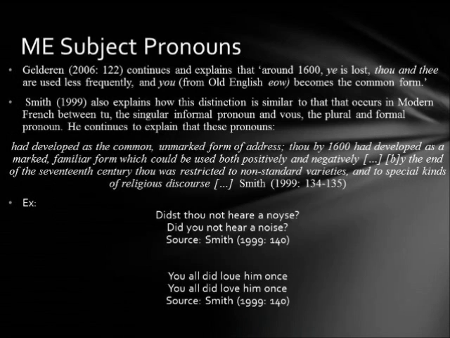So now, dealing with Middle English subject pronouns, Gelder in 2006, on page 122, continues and explains that around 1600, "ye" is lost, "thou" and "thee" are used less frequently, and "you," from Old English "eow," becomes the common form. Smith 1999 also explains that this distinction is similar to that which occurs in modern French between "tu," the singular informal pronoun, and "vous," the plural and formal pronoun. He continues to explain that these pronouns had developed as the common unmarked form of address. "Thou" by 1600 had developed as a marked familiar form which could be used both positively and negatively. By the end of the 17th century, "thou" was restricted to non-standard varieties and to special kinds of religious discourse.